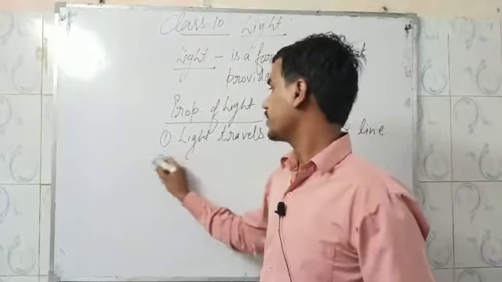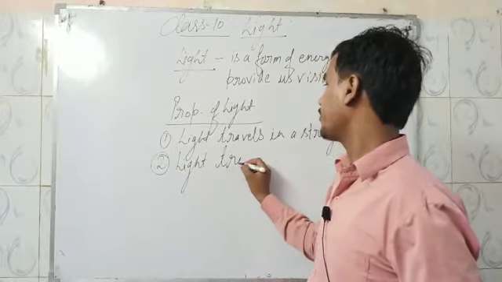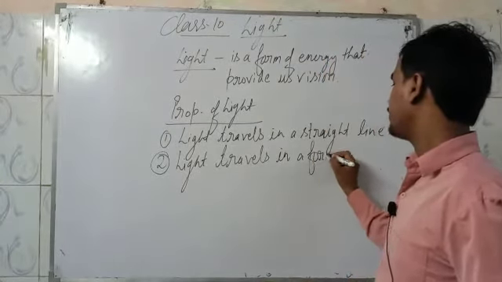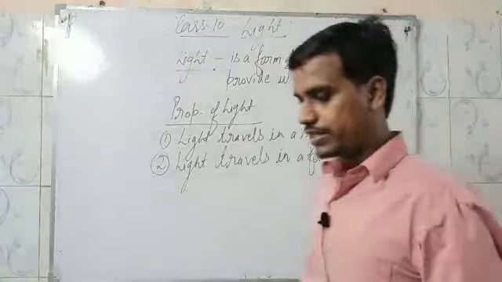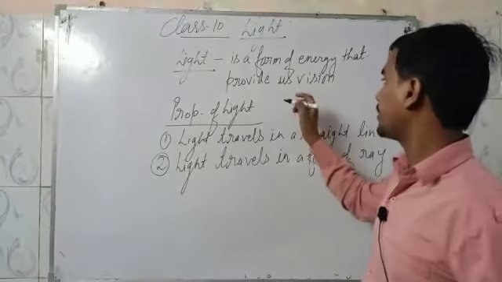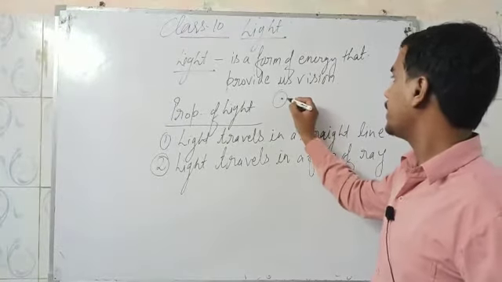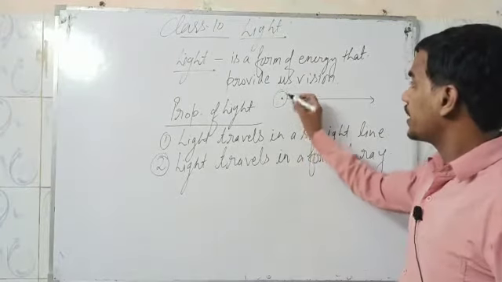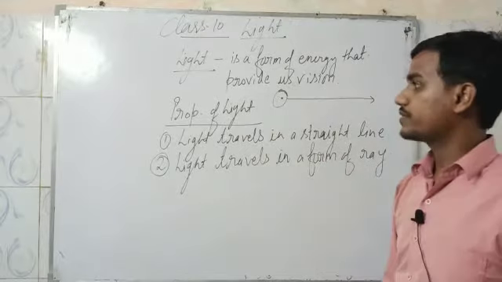Second, light travels in the form of a ray. Now, how can you say that light travels in a ray? What is a ray? In mathematics, I think you have already learned what a ray is. A ray has a fixed end point and another end that is endless. That means we can extend the other end in an infinite direction.